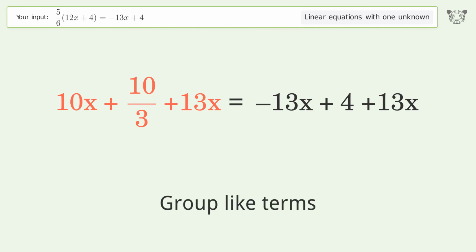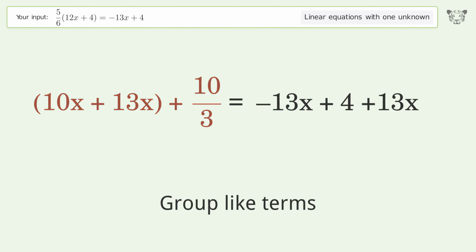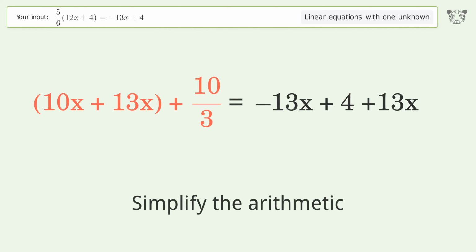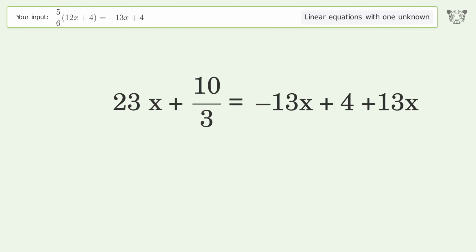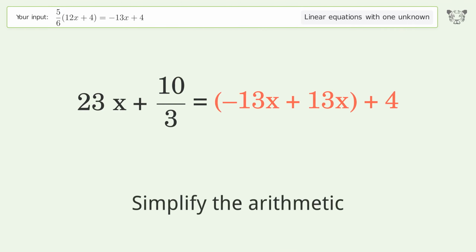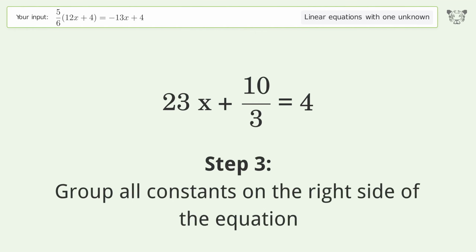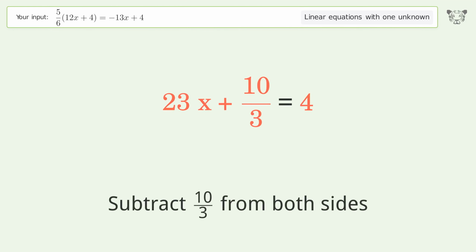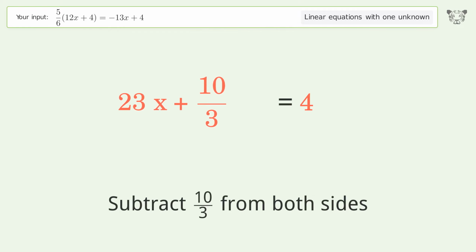Group like terms. Simplify the arithmetic. Group like terms. Simplify the arithmetic. Group all constants on the right side of the equation. Subtract 10/3 from both sides.